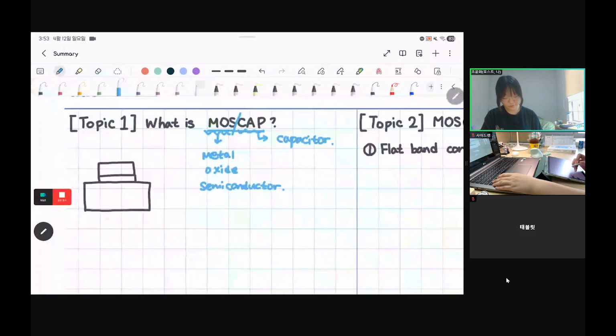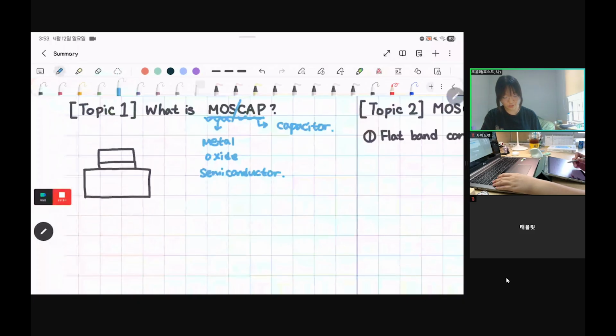So I draw the MOSCAP structure. This part is semiconductor. And this part is oxide. And this part is metal. So we call that MOS capacitor. So we call this MOSCAP.